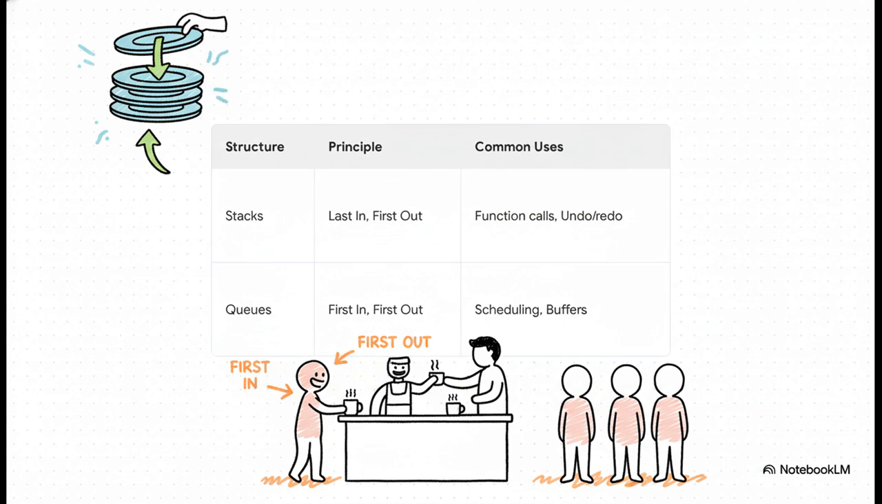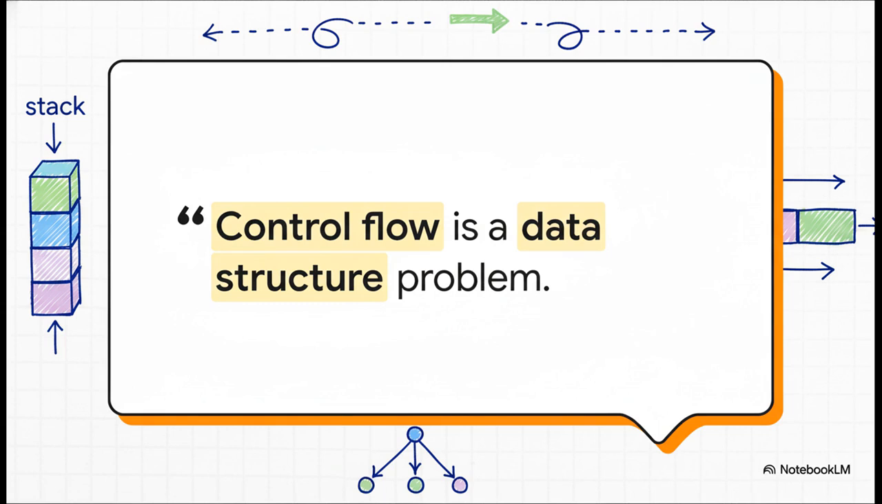Then you have a queue, which is like a line at a coffee shop. First person in line is the first one to get coffee. This is essential for stuff like print jobs or network requests, to ensure fairness and order. And here's the real insight. This reveals a pretty deep truth. The very flow of a computer program, how it decides what to do next, is often a data structure problem in disguise. And yep, stacks and queues are the unsung heroes of that story.